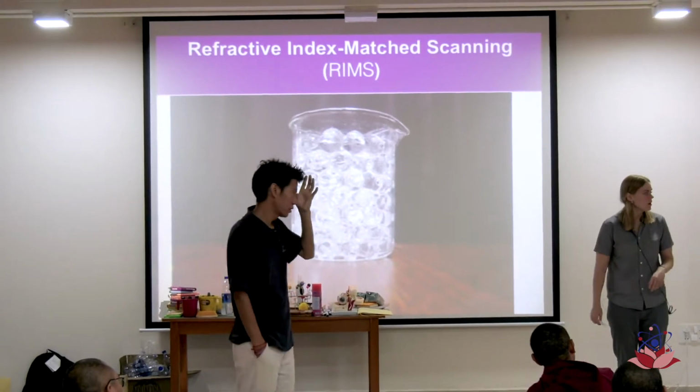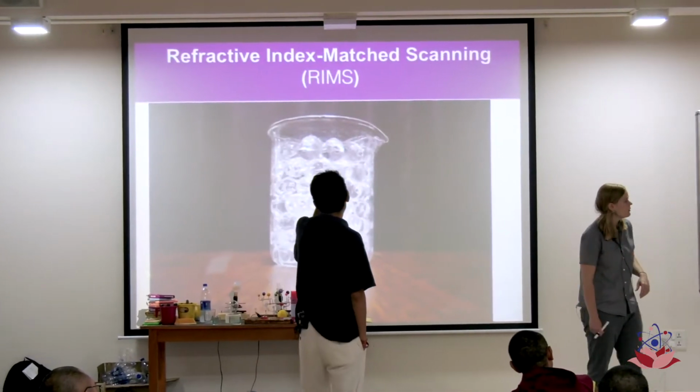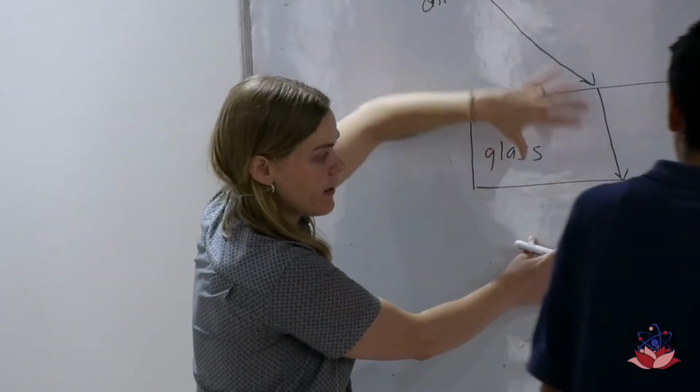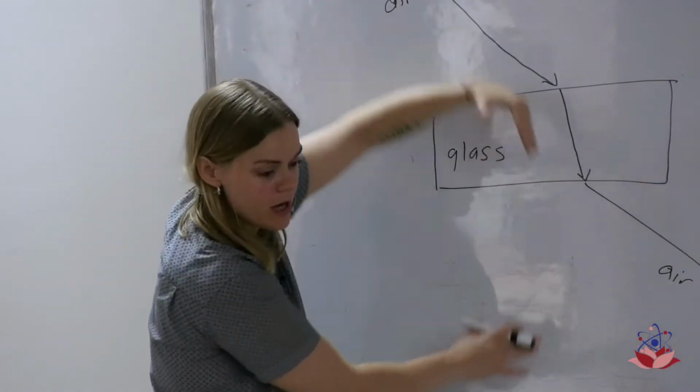So this is a property called refraction, and if you have two materials that have the same index of refraction, then the light ray should not be bent at all.